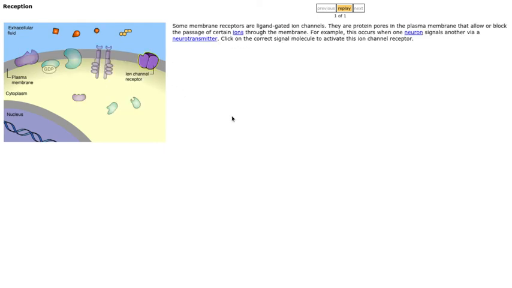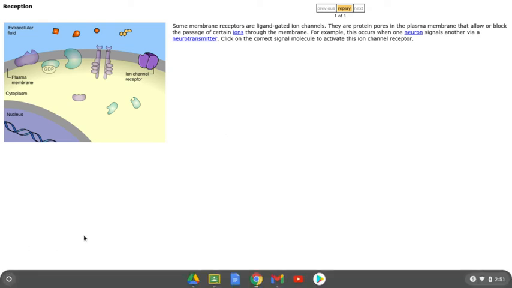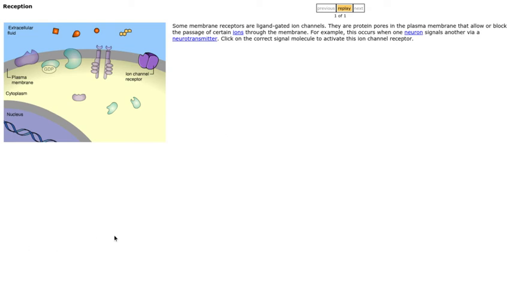Some membrane receptors are ligand-gated ion channels. They are protein pores in the plasma membrane that allow or block the passage of certain ions through the membrane. For example, this occurs when one neuron signals another via a neurotransmitter. Click on the correct signal molecule to activate this ion channel receptor.